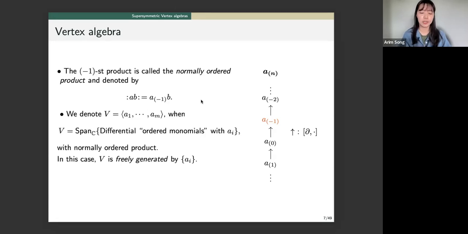In this talk, most of the vertex algebras that we'll consider will be freely generated, so I'll give you a brief explanation of free generation. We consider finitely many elements, A1 to AM. If the vertex algebra V is equal to the span of differential ordered monomials in the variables Ai, then we call V freely generated by the Ai. Here I used ordered monomials because the product is given by the normally ordered product, not the usual product of variables.